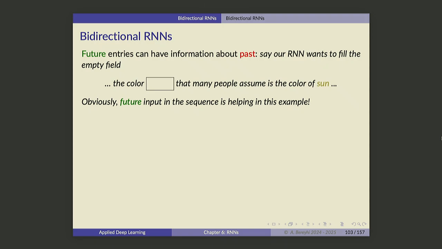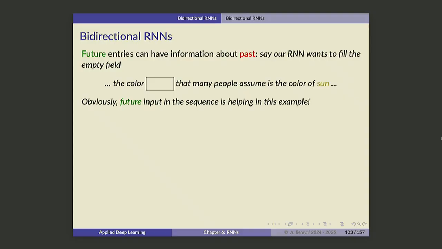Say you want to fill out this sentence: the color blank that many people assume is the color of the sun. What should you write there? Yellow, right? The color yellow that many people assume is the color of the sun. The sun is not yellow, you know that. It's a complete spectrum. Anyway, here you can answer this question because of the word sun.